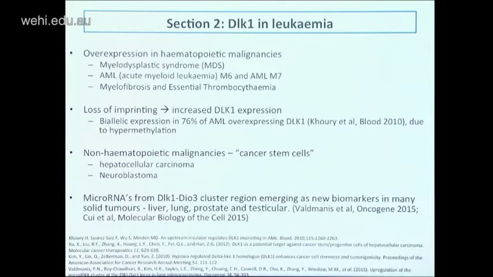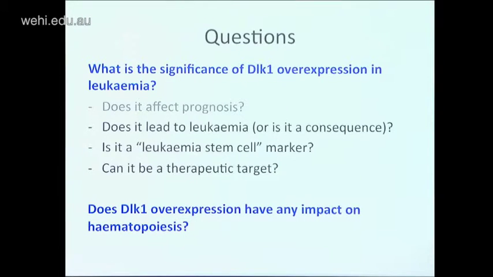And more recently, the microRNAs from the Dlk1-Dio3 cluster region are emerging as new biomarkers of solid tumors. So the questions that were relevant to me were: what was the significance of Dlk1 overexpression in leukemia? Does it actually lead to leukemia? Does it cause it, or is it just a consequence? Is it a leukemia stem cell marker, like in some other solid cancer cell lines? And can it be a therapeutic target? This is also an important question about prognosis, but I've not examined it in the scope of my project. The other important question is, does it actually have any impact on hematopoiesis?